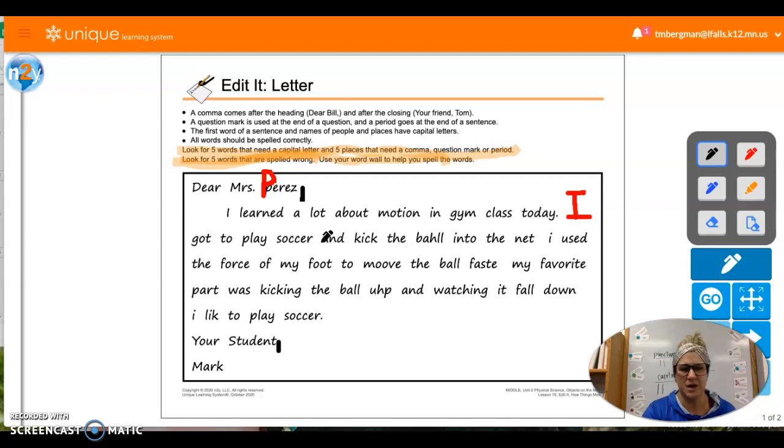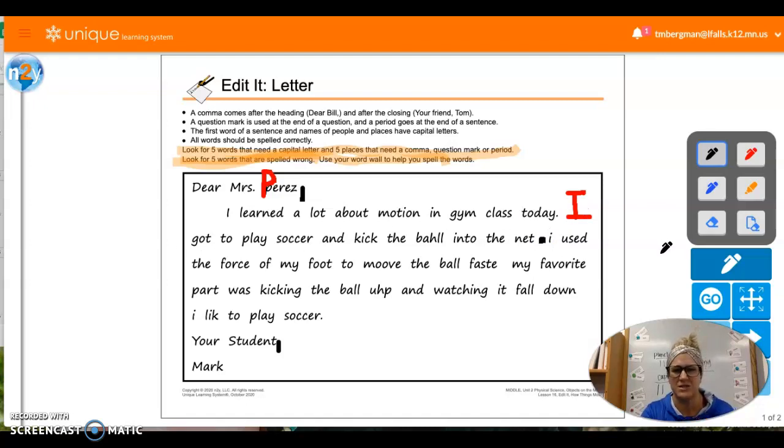I got to play soccer. Could that be the end of a sentence? It could, but look at the next part. It says, and kick the ball into the net. When it says and, I feel like that should be a compound sentence. So I think that's just a longer sentence. Let's figure out where it could end. So I got to play soccer and kick the ball into the net. Would that be a good spot to put punctuation? I think so too. So we're going to put a period right here. That is the end of the sentence.